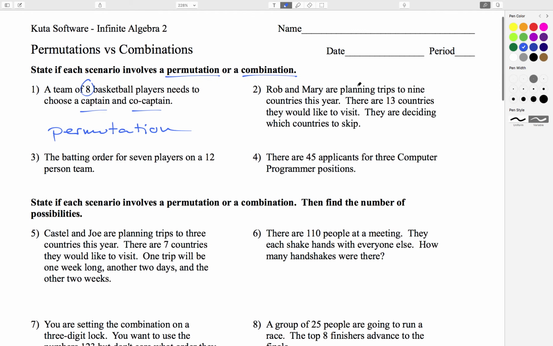Next one, Rob and Mary are planning trips to 9 countries this year. There are 13 countries they would like to visit. They are deciding which countries to skip. Out of 13, they're only visiting 9, meaning that there are 4 countries they won't visit. Since they're going to skip them, it doesn't matter in which order they skip them, since they're never going to go anyways. So that's a combination. Order does not matter.